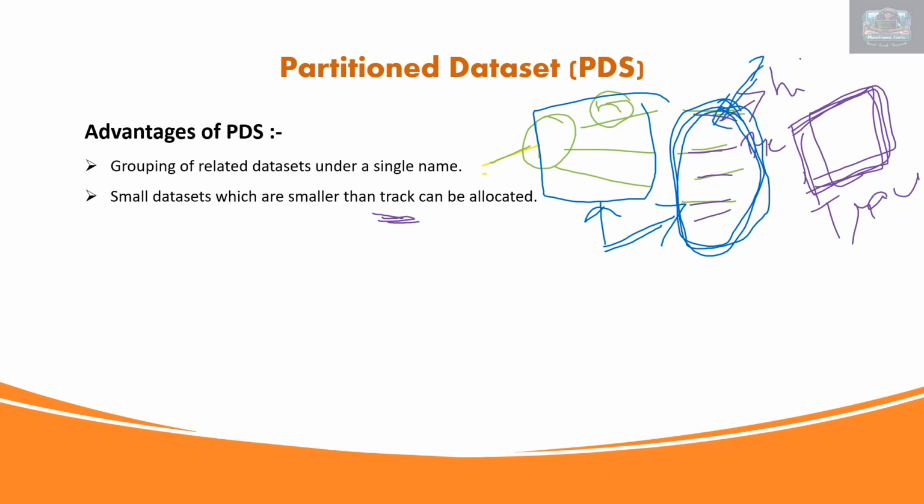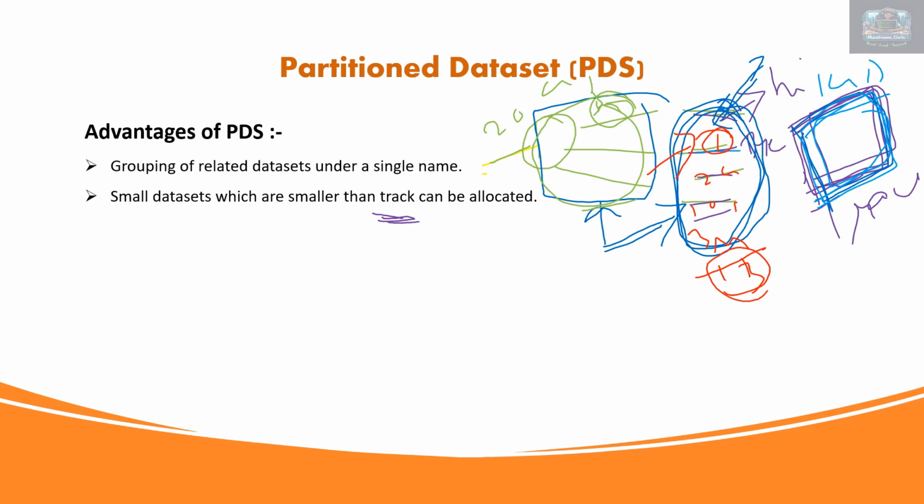But what happens with a PS file? While creating, you specify that this file can be 1 GB. When you say this file can be 1 GB, it will be only 1 GB. But with members, if you have given this PDS 20 GB of space, the members here can be 1 GB, 2 GB, 10 MB, 3 MB. You can create up to 1 byte also. It can be 1 byte. So that's an advantage: smaller than a track can be allocated.